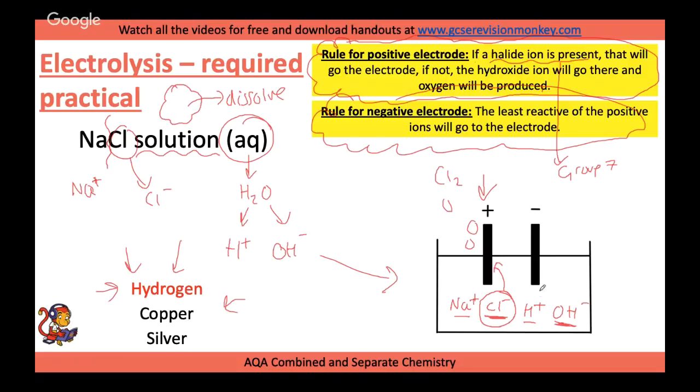But in this case, the least reactive element, hydrogen, goes to the electrode, and that comes off as hydrogen. And left in solution then, you've got a positive sodium and a negative hydroxide that will react to form sodium hydroxide. Let me just see if you've got any questions on that before I move on.